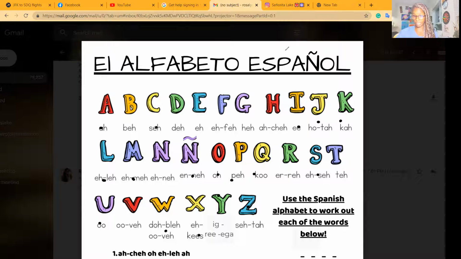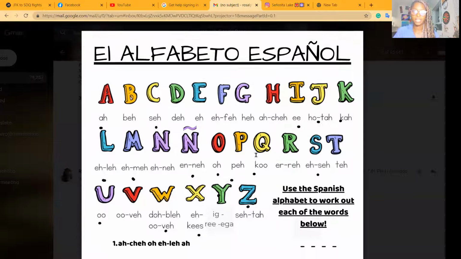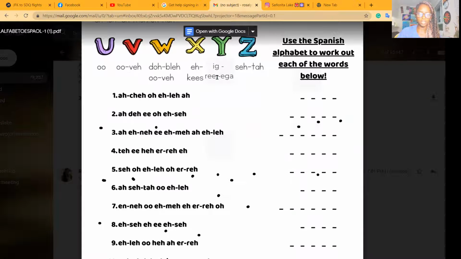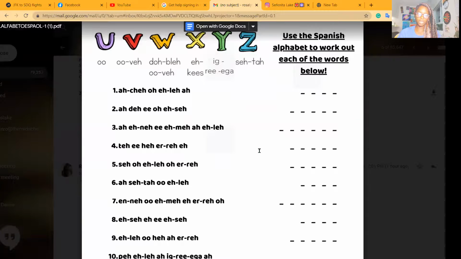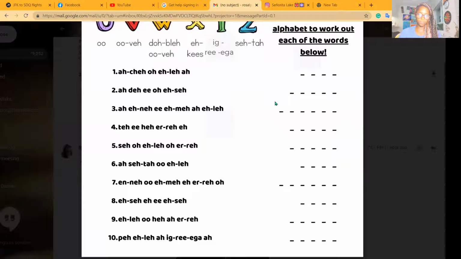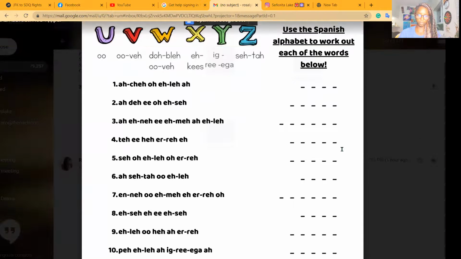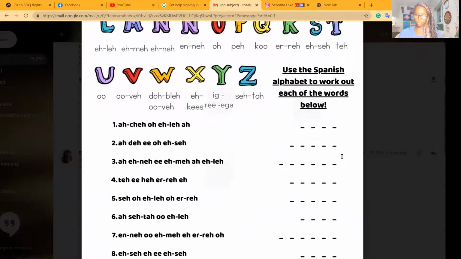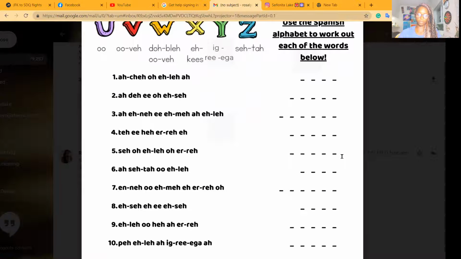Real quick, I'm going to give you guys an exercise that I give my amazing students. It is my hope that you're able to send me a picture, tag me on social media. Take a quick screenshot of this assignment. Should you be able to solve it, make sure you tag me on social media and let me know if you were able to solve it. So basically, you're going to use the Spanish alphabet to work out each of the words below. If you're able to solve it, make sure you tag me on my Instagram or Facebook.